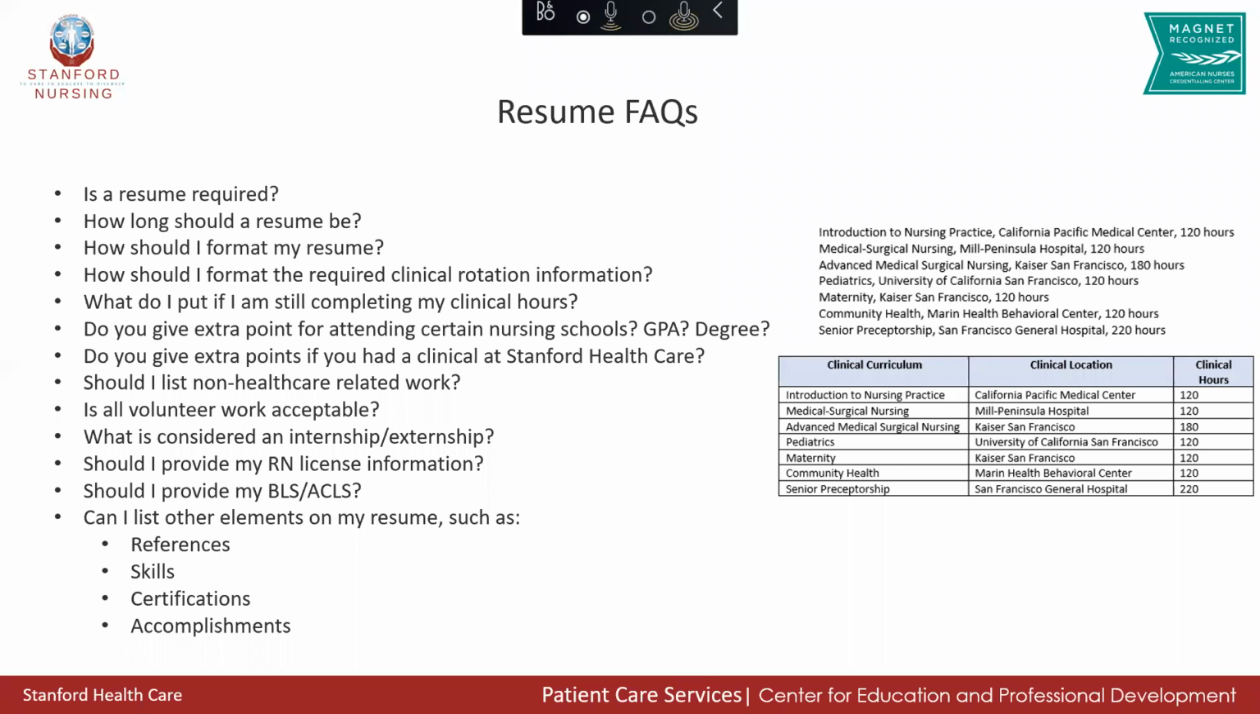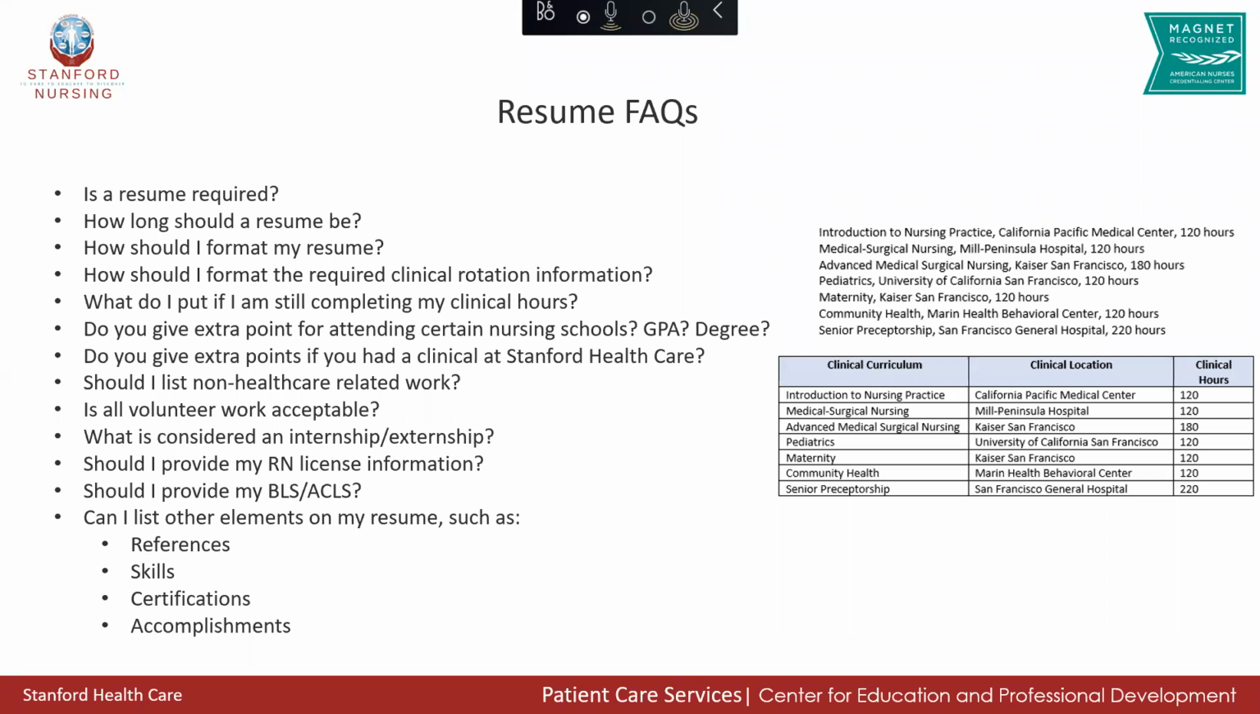We do not give extra points if you went to a certain nursing school. We do not give points based on GPA or points on degree. You are welcome to share all that information with us. We would love to see all that information, but just know if I went to USF or if I went to Evergreen or if I went to Columbia, there is no rating. If I have a 3.0 or a 3.5 or a 4.0, there's no rating. If you have non-healthcare work experience, yes, please share that with us. All volunteer work is acceptable. We talked about internships, externships.